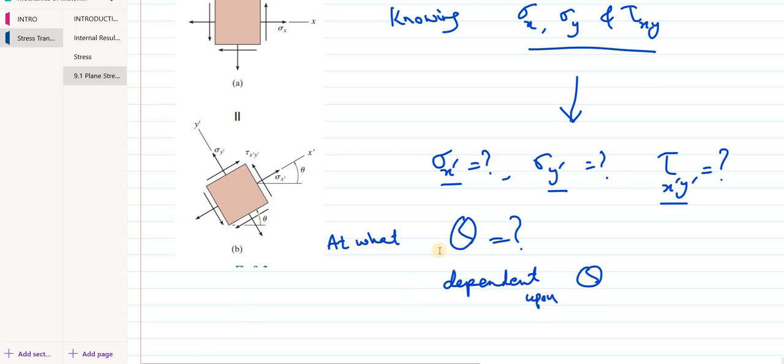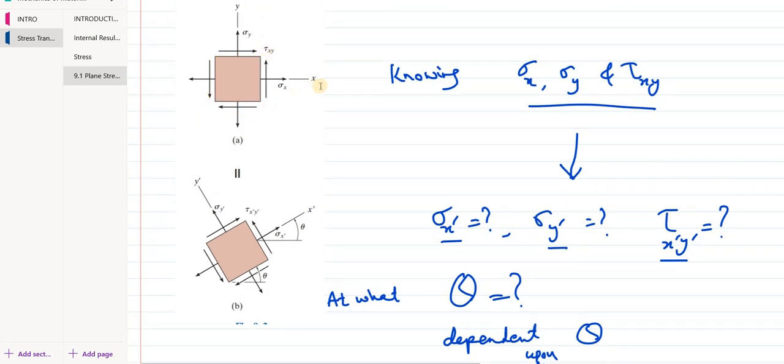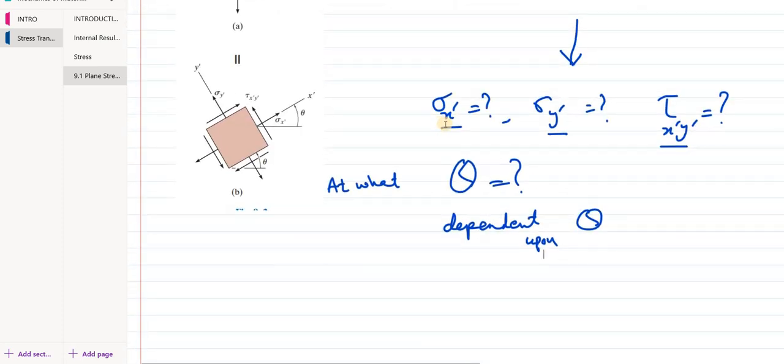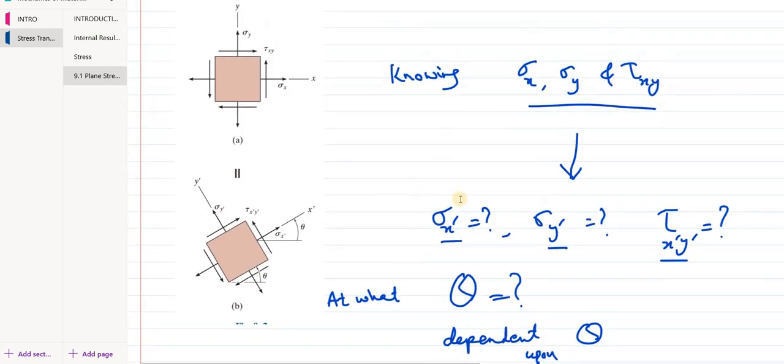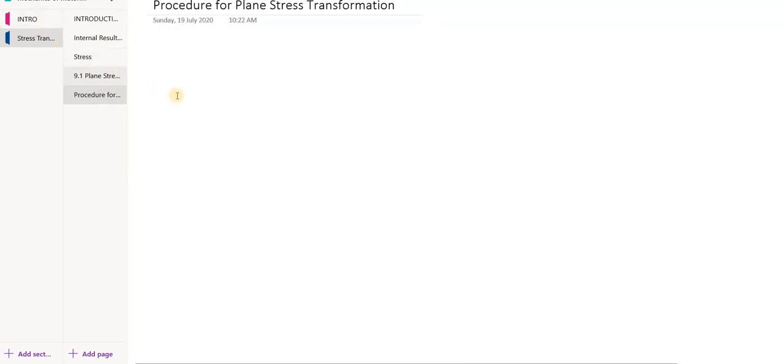So the problem statement is, now you are given sigma x, sigma y, and tau xy. The state of stress has been established in this coordinate system xy, and you are asked to determine the components of stress in another coordinate system oriented theta degrees from the original coordinate system. So you need to know these components in the x prime, y prime axes. This is the problem statement, and let's see the procedure now.